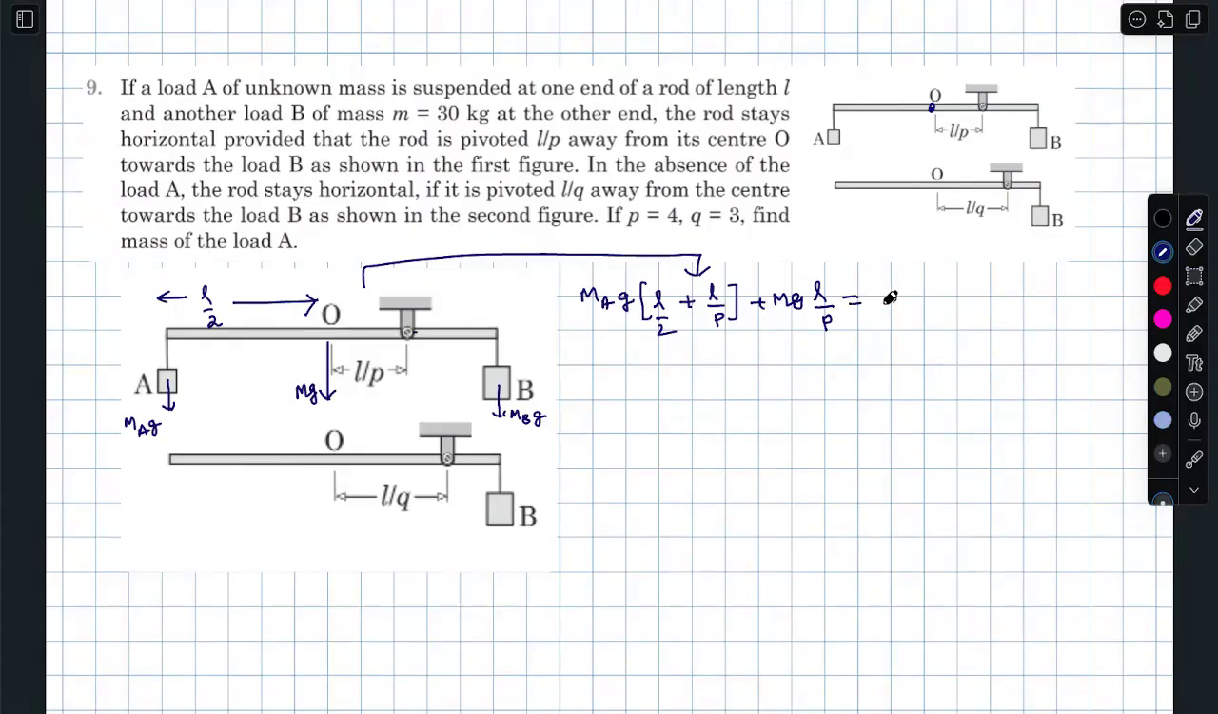This is equal to the only mbg into L/2 minus L/P. Equation 1.